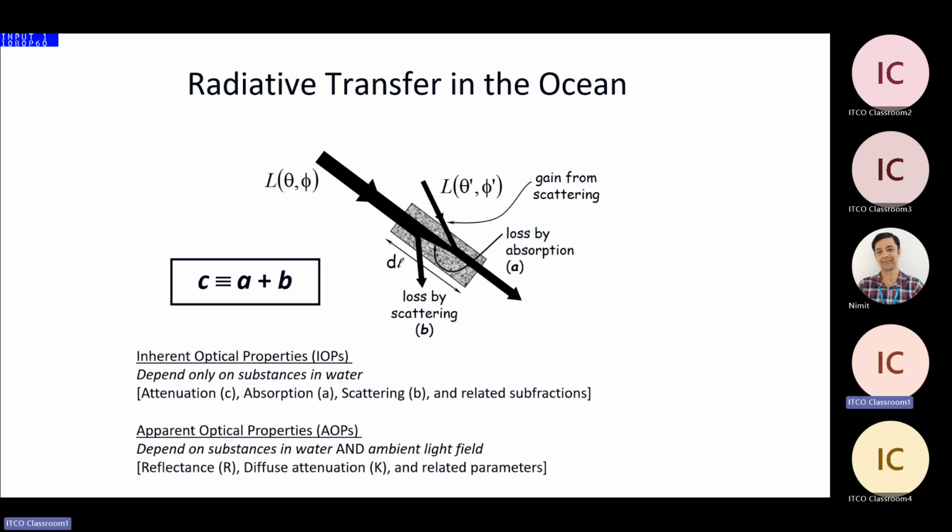There's some losses due to scattering. There's some losses due to absorption. As Zhongping mentioned, those are the two processes by which light is altered as it transfers through a medium. But there can also be gain from scattering as well.